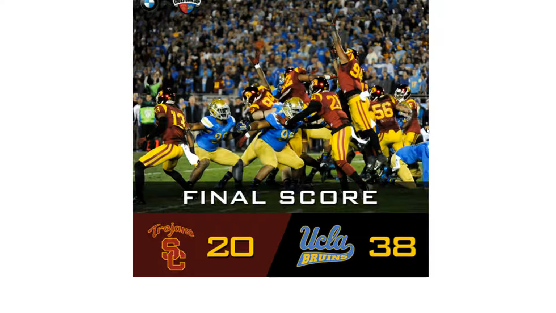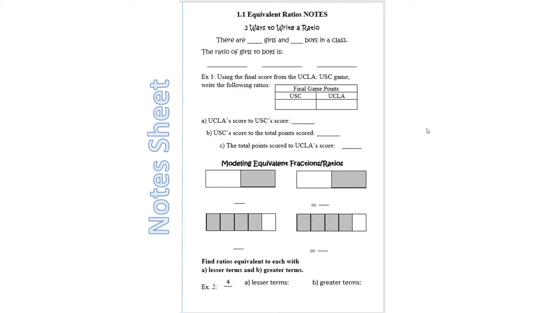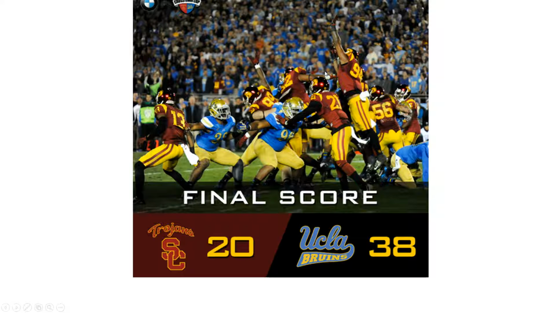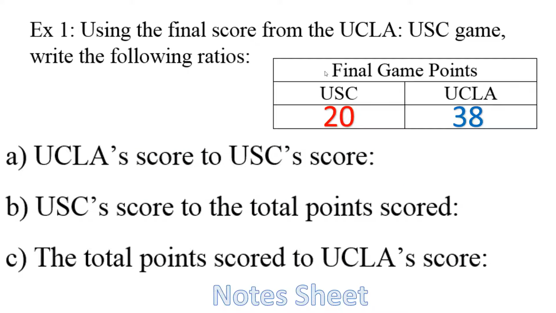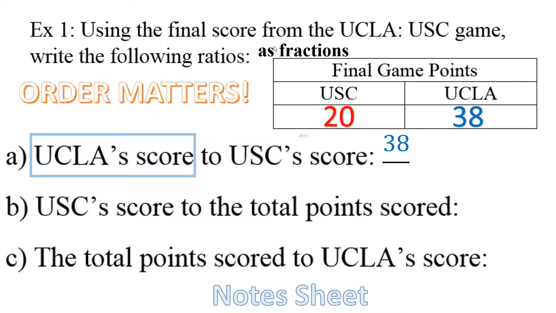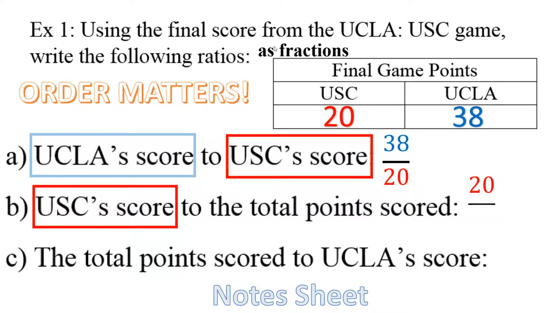Okay, so here's a picture for the next example on the note sheet. We already did the top part here. Now we're on example 1. So please fill in USC score is 20 and UCLA score being 38. So we want to write UCLA score to USC score. The order matters, so we need to have 38. I'm adding in here as fractions, so we're going to have 38 over 20. If you put 20 over 38, you've given USC score to UCLA score. So make sure the order is accurate.